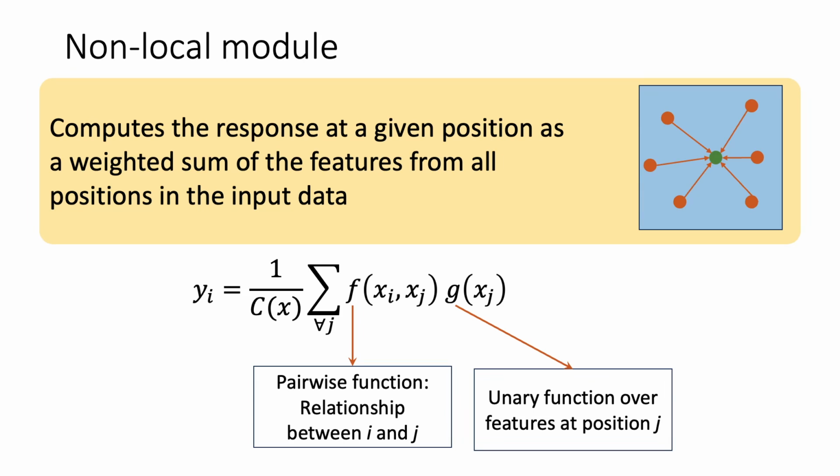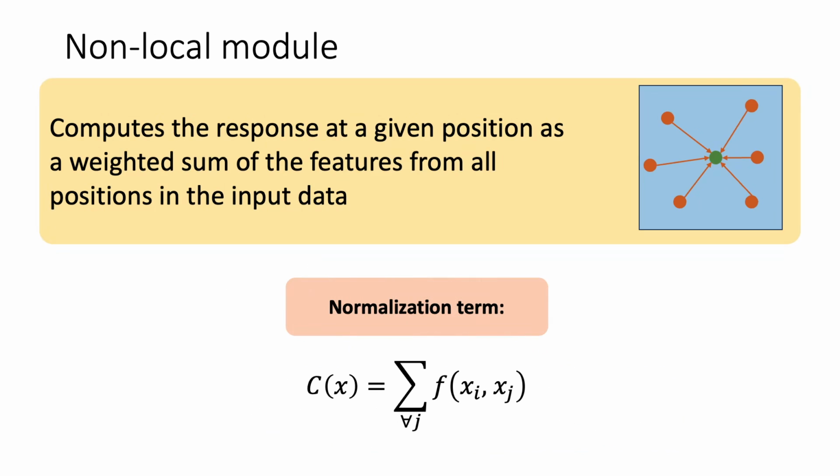There are two important terms here. Function f is a pairwise function that computes the relation or interaction between i and j, and g is a unary function applied to features at position j. And C of x is a normalization factor such that the weights sum up to 1. So C of x is the sum of f(xi, xj) over all the j's.